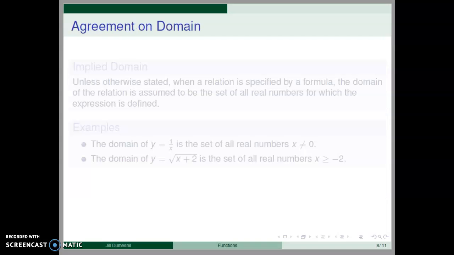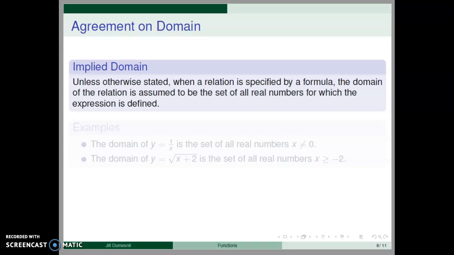When a relation or function is defined by a formula, we need to agree on how to define the domain. We use the domain implied by the existence of the formula. Unless otherwise stated, when a relation is specified by a formula, the domain of the relation is assumed to be the set of all real numbers for which the formula expression is defined.